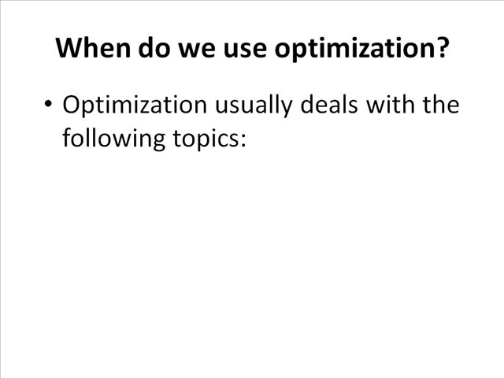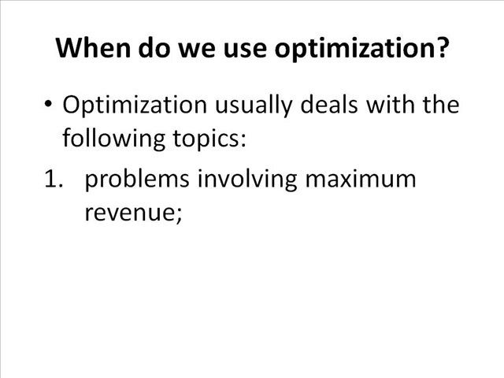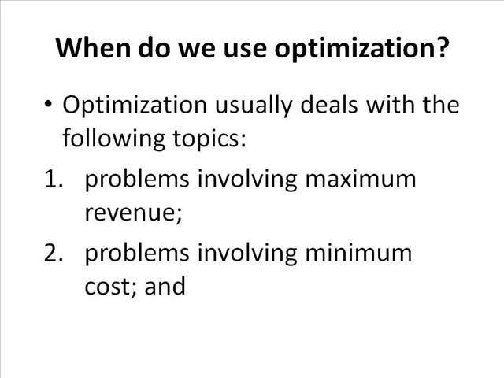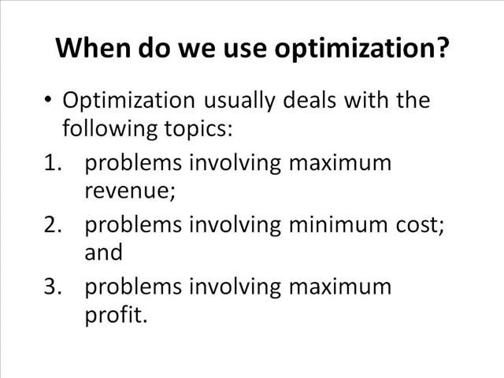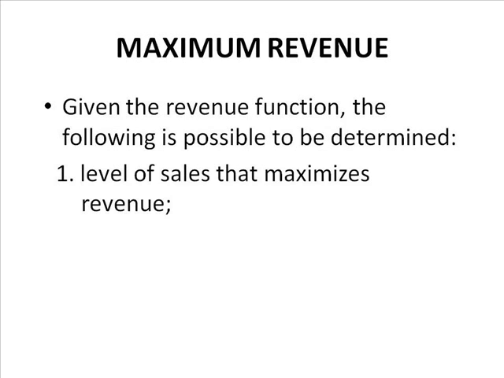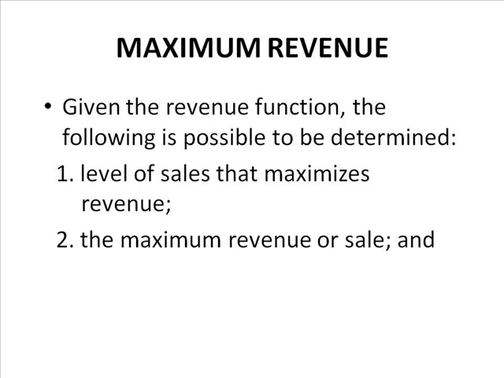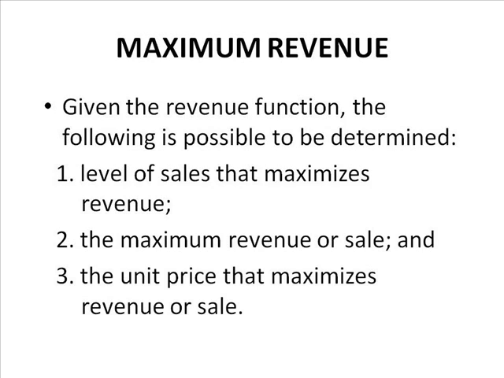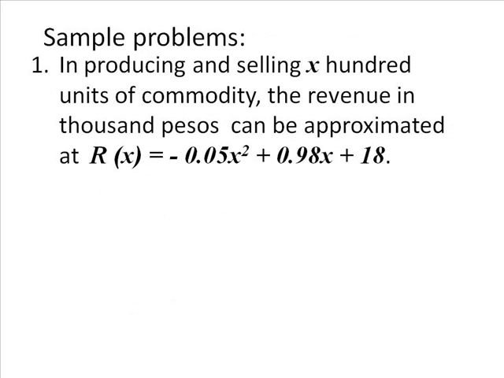When do we use optimization? Optimization usually deals with the following topics: problems involving maximum revenue, problems involving minimum cost, and problems involving maximum profit. Let us start dealing with problems involving maximum revenue. Given the revenue function, the following is possible to be determined: level of sales that maximizes revenue, the maximum revenue or sales, and the unit price that maximizes revenue or sale.